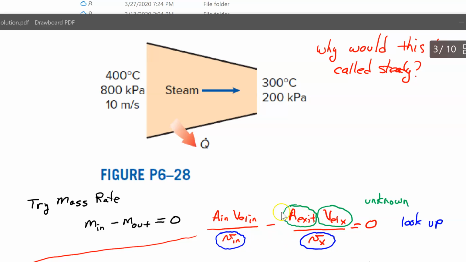The unknowns are the two green things I've circled. I don't know the exit velocity and I don't know the area of the exit. These guys in blue, I'm hoping I can look them up because I'm given temperatures and pressures on the in and the out. So I believe I can look those up. So you still have two unknowns. You need to do something. What are you going to do?